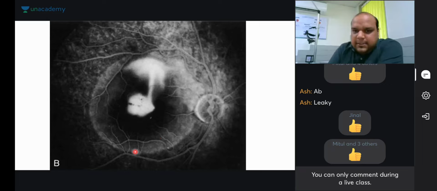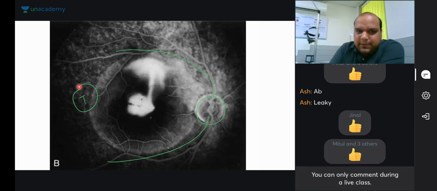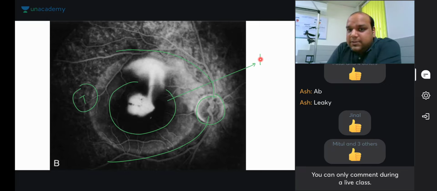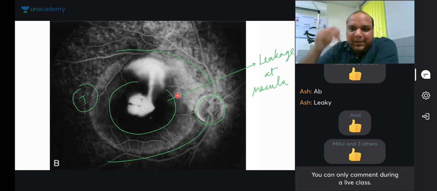Okay, everybody, again, see, this is my optic disc. These are my blood vessels. So this is my temporal side. That means this is my macula. My macula should have been dark, but there is now some leakage at macula. I hope you understand what I'm trying to teach you here. Yes, the macula should have been a completely dark area, but now there is some leakage at the macula.